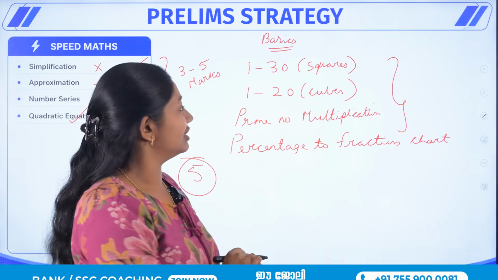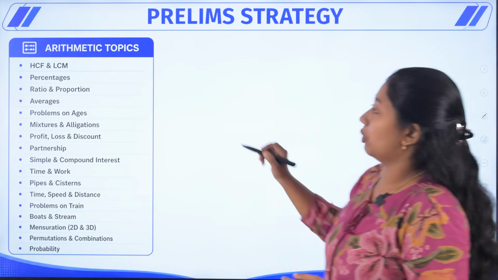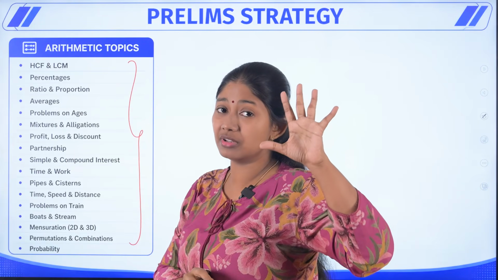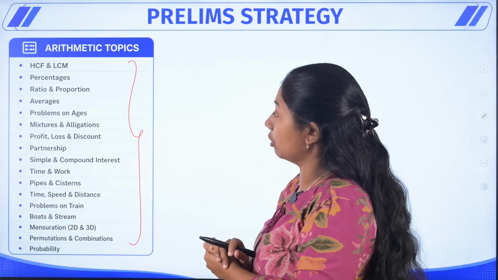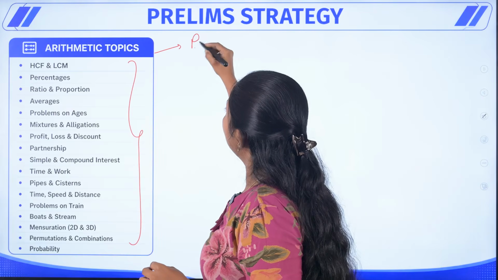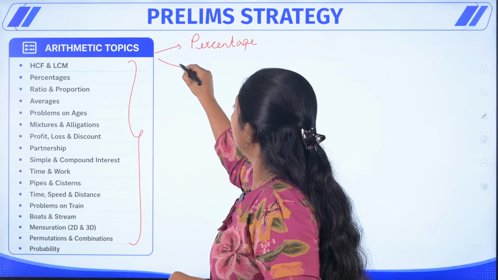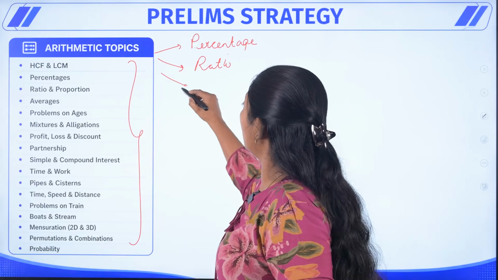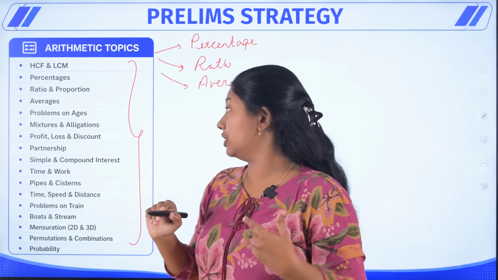Then next, coming to the arithmetic topics. So already we have got 5 marks from the speed maths. Now it's the arithmetic topic. So how you have to prepare? Arithmetic topics, the main important topics which is going to rule arithmetic is percentage. You should have a strong commanding power over percentage. Then ratio. Then you have the average. If you know these 3 topics, then you can ace arithmetic. It's very easy. It's connected.